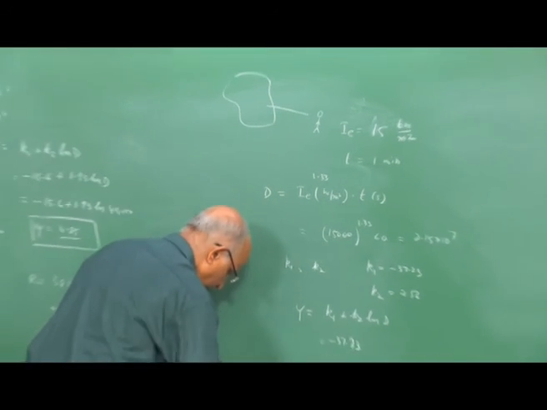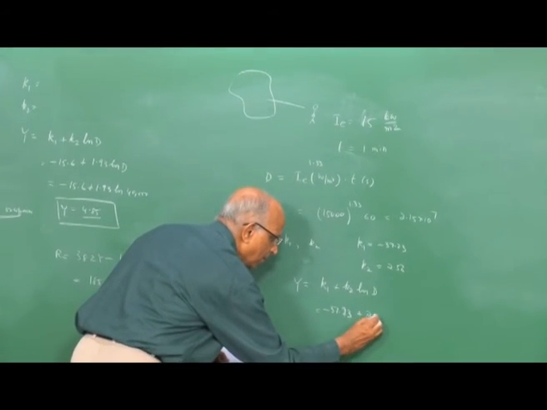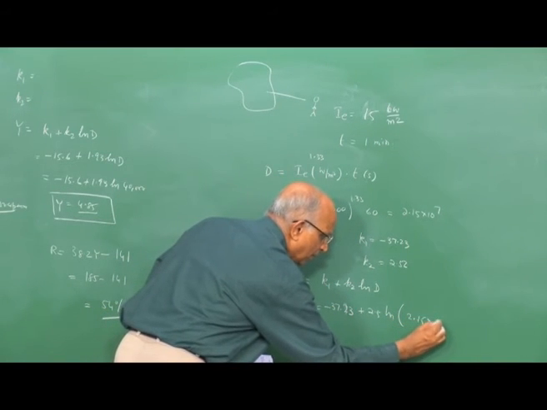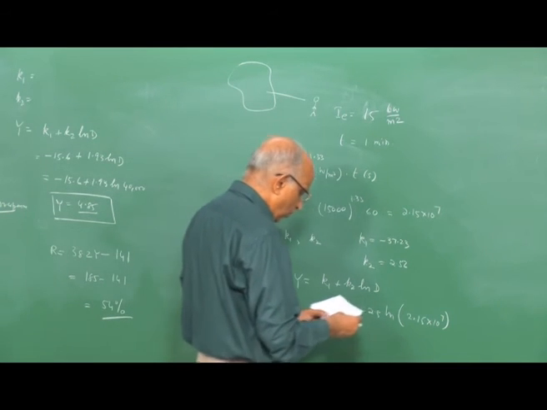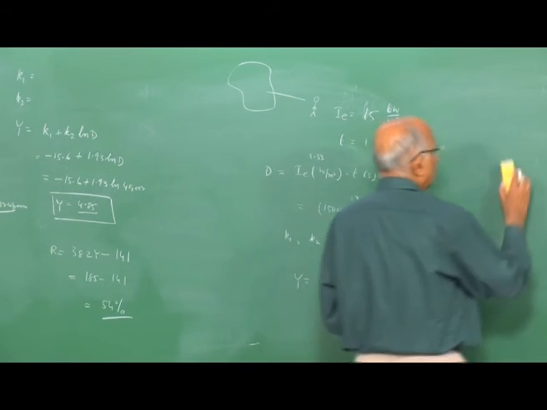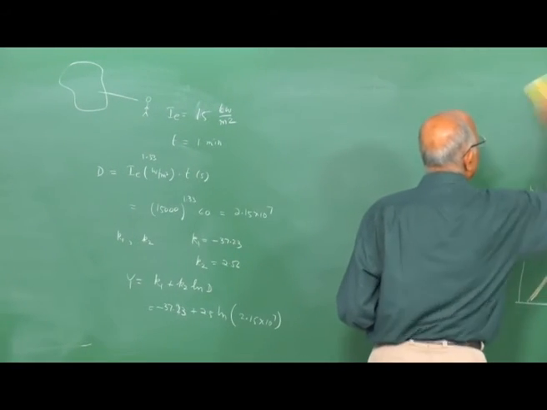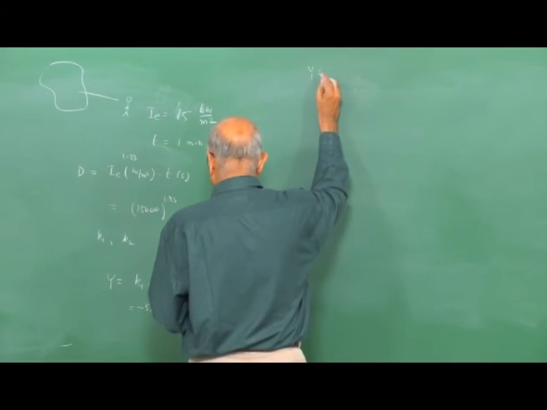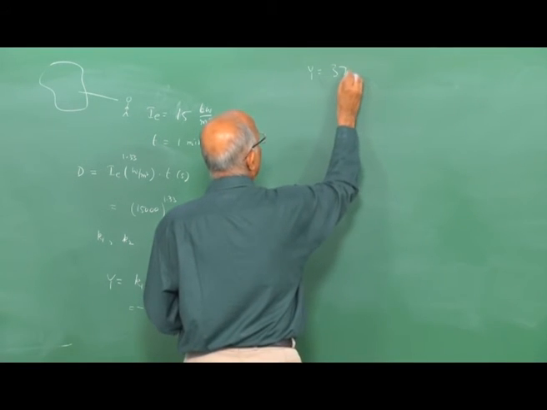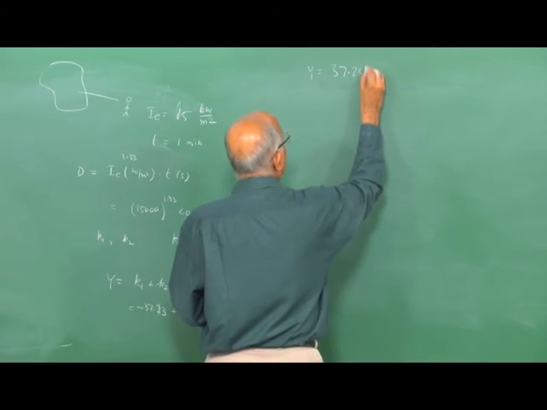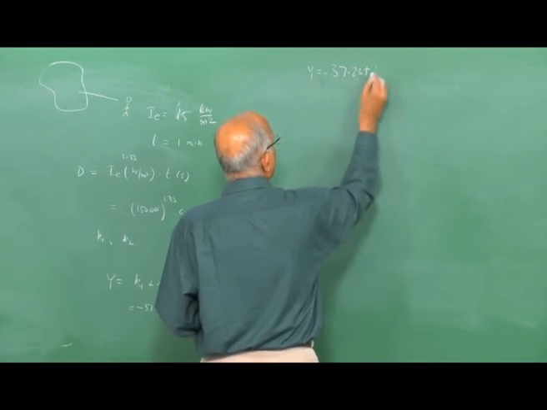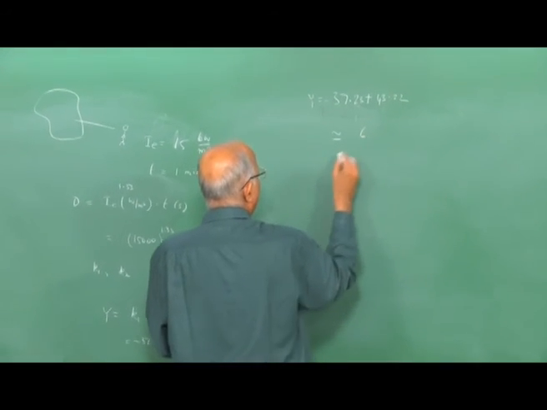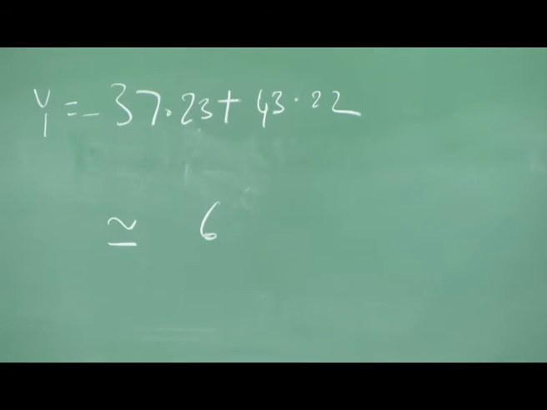37.23 plus 2.56 ln of the dosage, which is 2.15 into 10 to the power 7, and this works out to be equal to minus 37.23 plus 43.22, which is around 6, and when Y is 6, immediately I use the table.